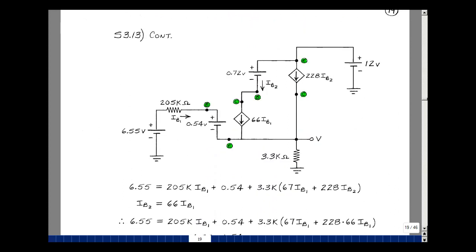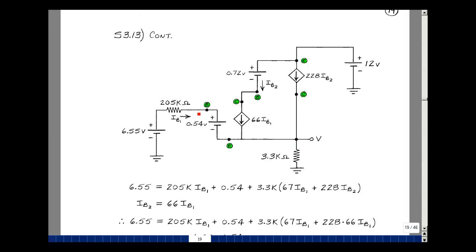Let's put in the active region models. I labeled the collector, base, emitter of transistor 1, and then the collector, base, emitter of transistor 2. Between the base and the emitter of the NPN transistor, we had 0.54 volts, the turn-on voltage. We have a current source of beta F IB, but this is transistor 1, so let's put the subscript on so we don't confuse the two controlled sources. And then for transistor 2, between the emitter and the base, the PNP, we had 0.72 for the turn-on voltage, and the beta F was 228, times the current coming out of the base. We have a 12-volt battery back to ground, 3.3K back to ground, and then our Thevenin equivalent circuit hooked up to the base.